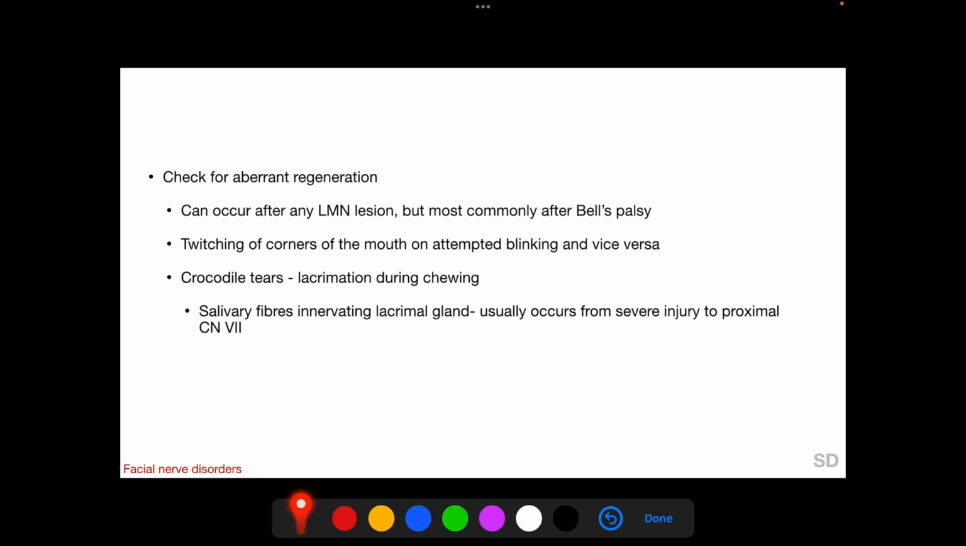We also check for aberrant regeneration following facial nerve injury, and this can occur after any lower motor neuron lesion of the facial nerve. It most commonly occurs after Bell's palsy. In aberrant regeneration, we can have twitching of the corners of the mouth on attempted blinking and vice versa. Crocodile tears is another sign of aberrant seventh nerve regeneration, and patients with crocodile tears have lacrimation during chewing. This usually occurs from a severe injury to the proximal portion of the facial nerve.